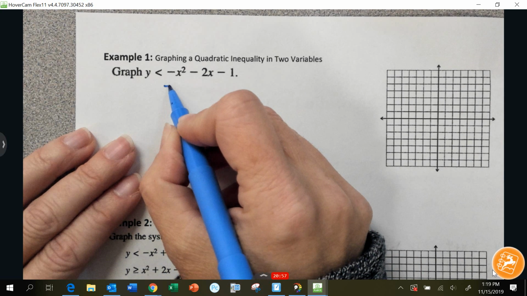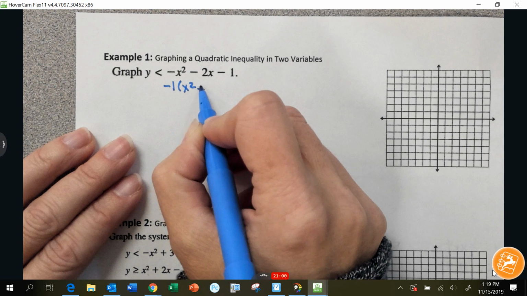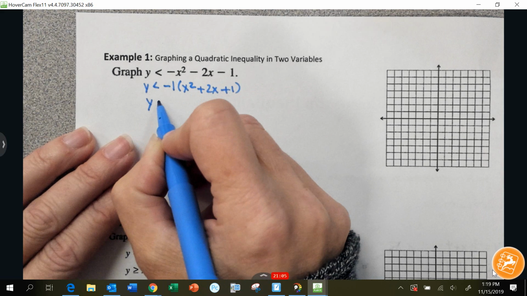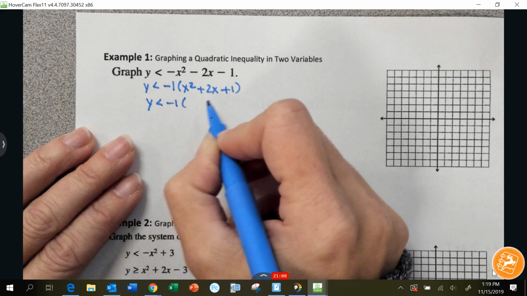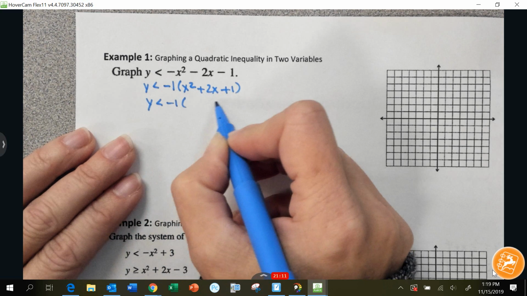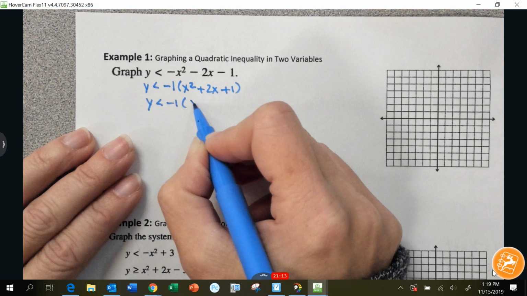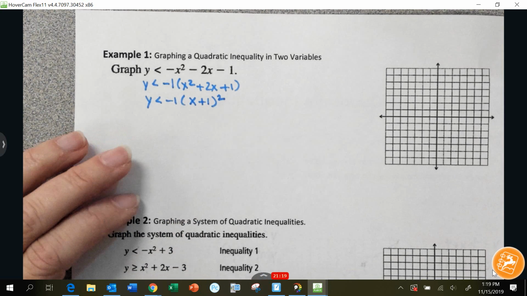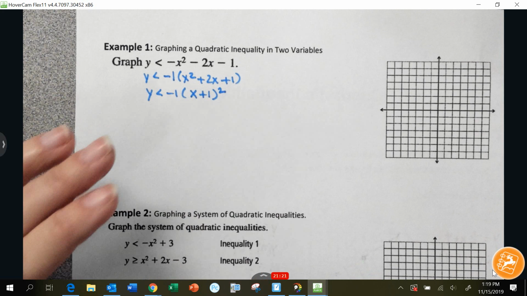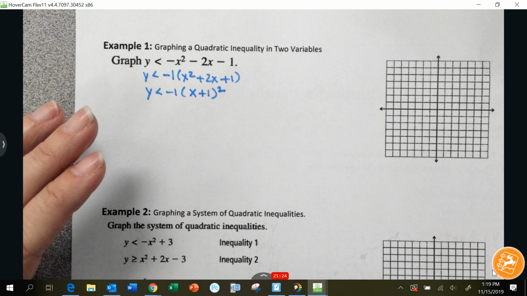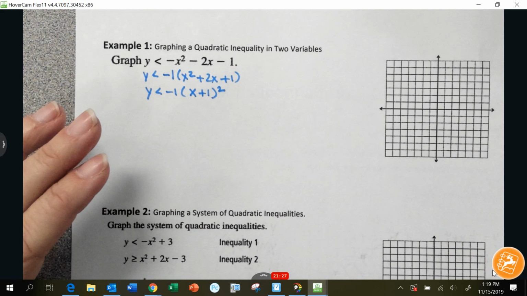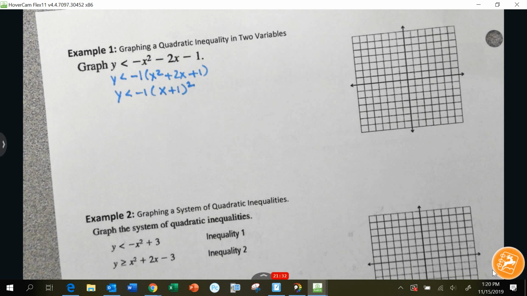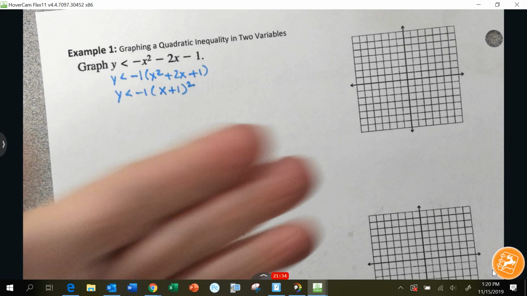If I take out the negative 1 and I have x squared plus 2x plus 1, does that factor? Does this factor? How? So what am I getting if I'm factoring this? No, I'm not going to do stuff just for satisfaction. I'm going to do it because I need it. What am I trying to find for graphing this?